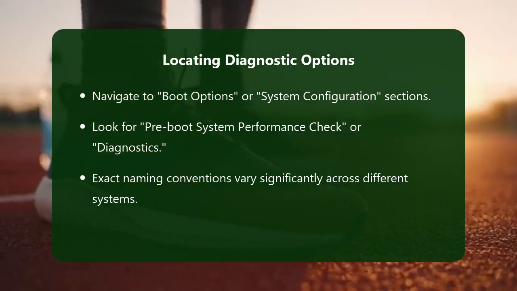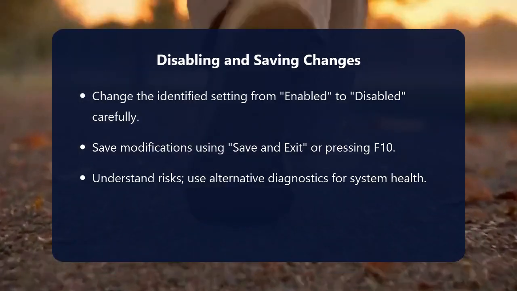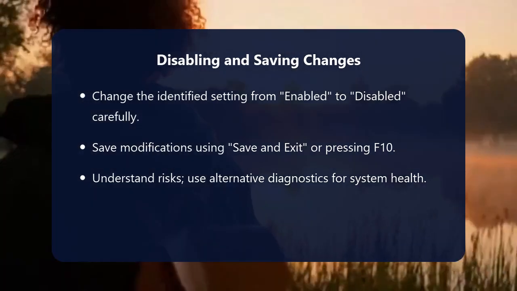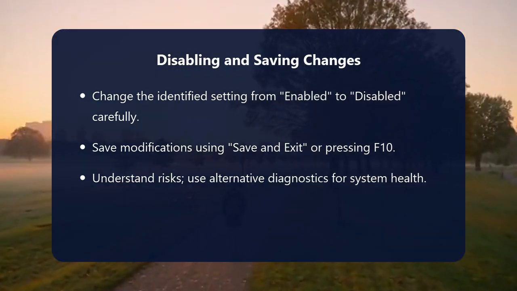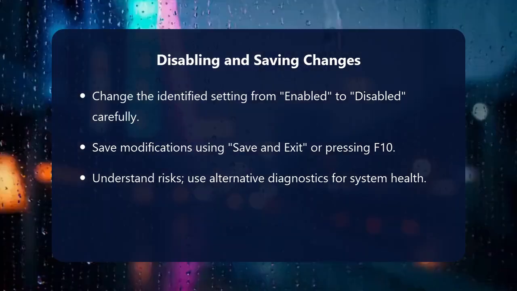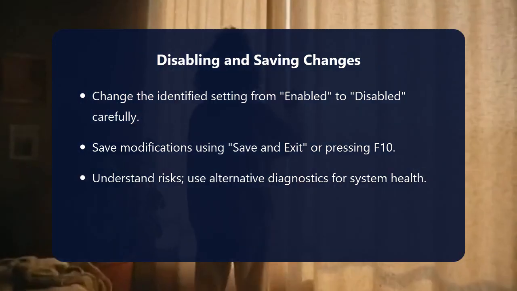After making the change, you must save your modifications before exiting. Look for an option like Save and Exit, Exit Saving Changes, or often, pressing F10 will bring up a prompt to save and exit. Confirm your choice, and your system will restart. Upon reboot, you should notice that the pre-boot performance check no longer runs, resulting in a quicker startup.